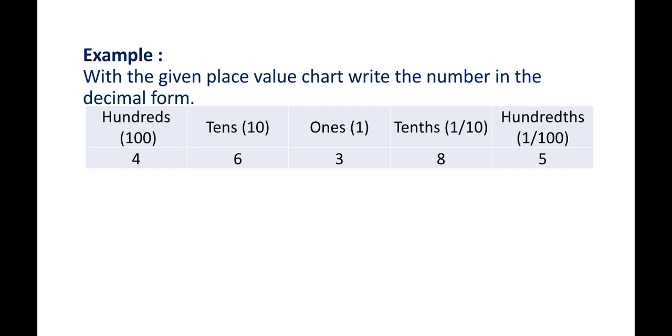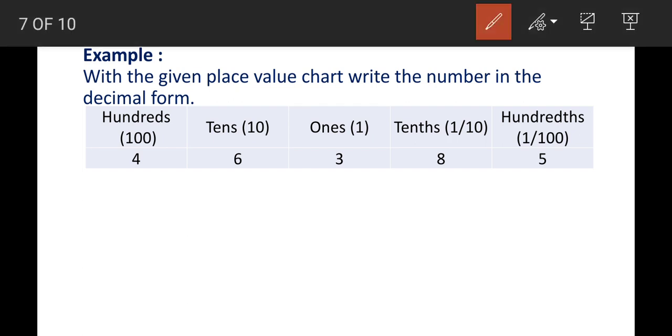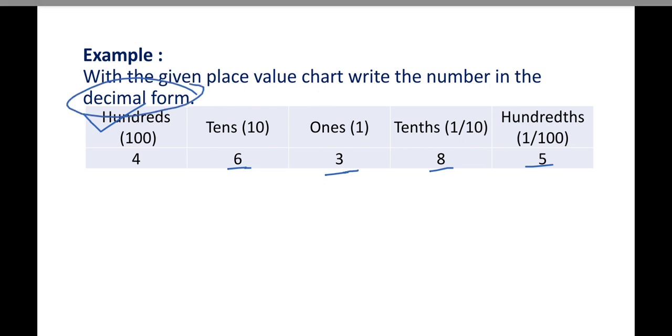With the given place value chart, write the number in decimal form. Here 4 is in the hundreds place, 6 is in the tens place, 3 is in the ones place, 8 is in the tenths place and 5 is in the hundredths place. So we have to write this number in decimal form. First we will write the expanded form of this one. Now come to the solution.